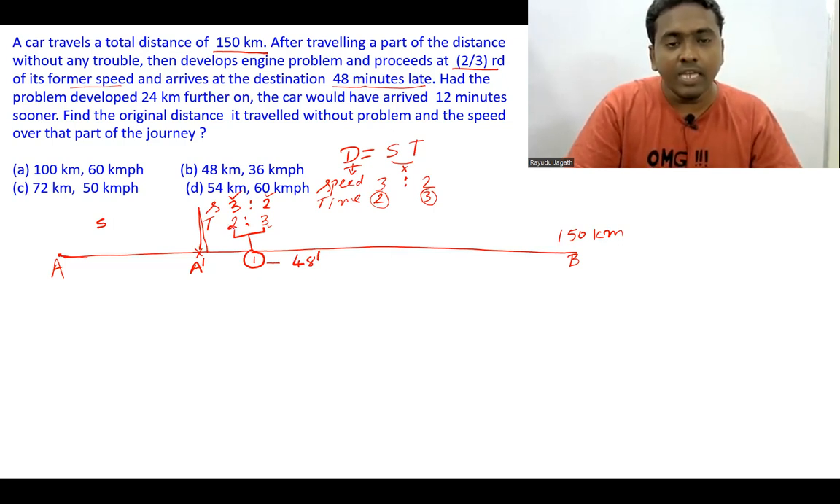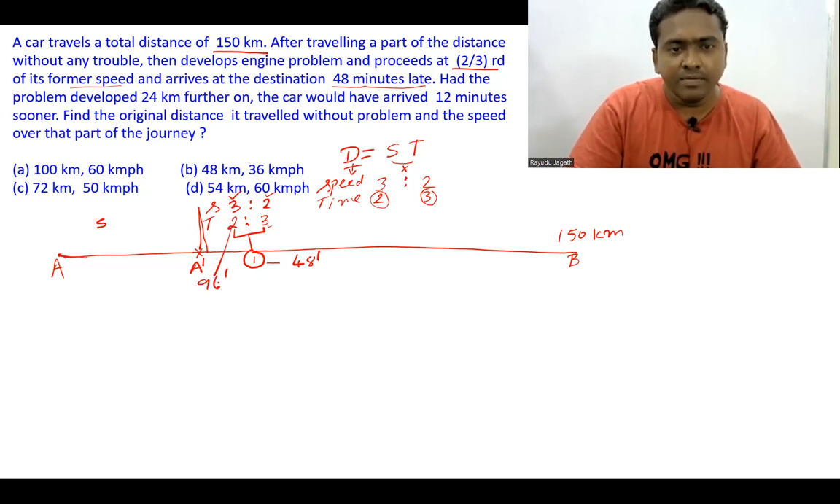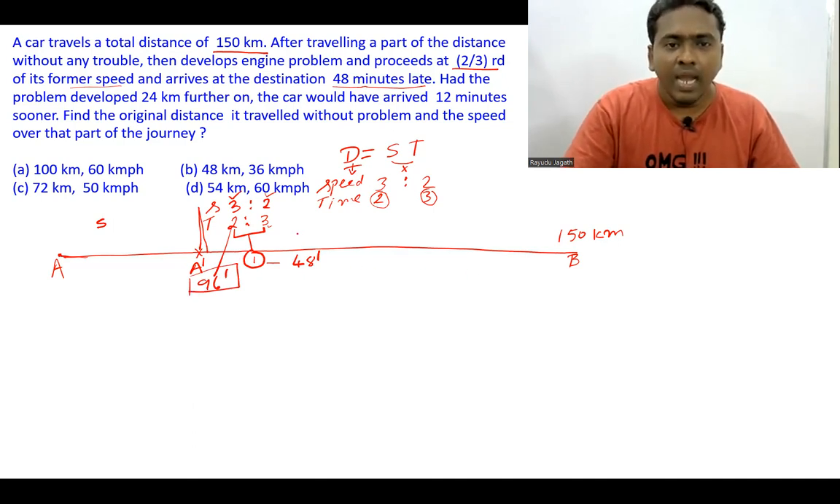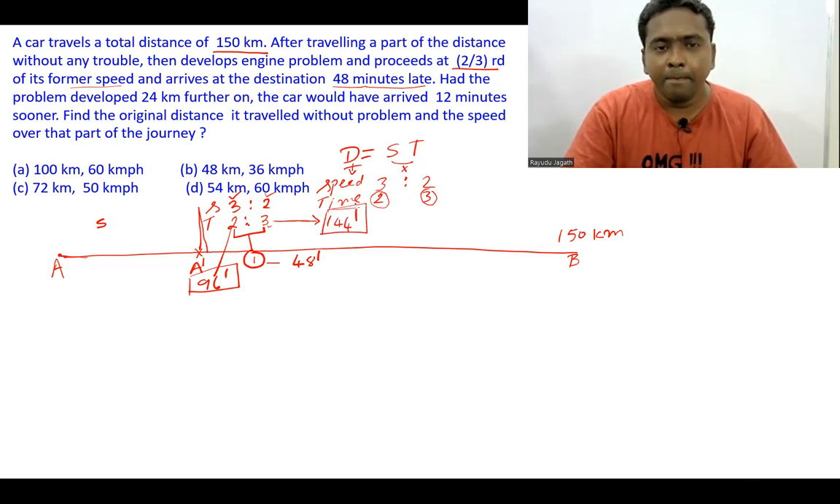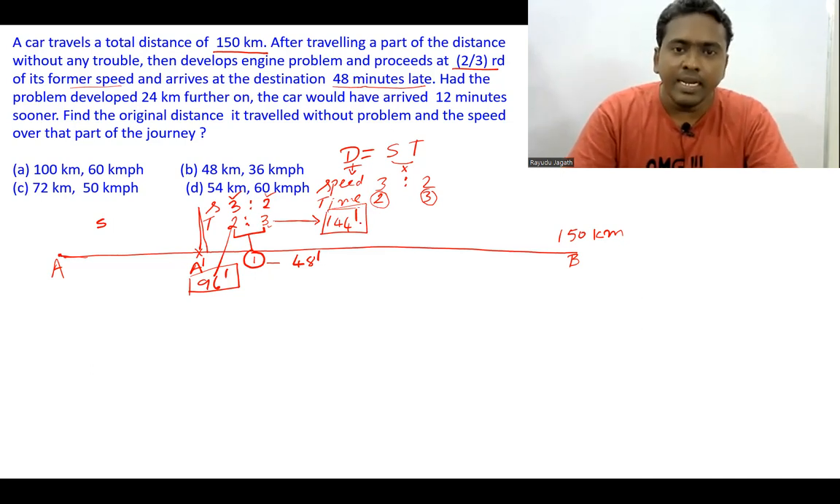So if 1 part is 48 minutes, what about 2 parts? 2 parts is nothing but actual time, when speed is 3 parts, the scheduled speed. So 2 parts will be 2 into 48, 96 minutes. This is the actual time taken from A dash to B at scheduled speed. And 3 parts of time will be 3 into 48, 120 plus 24, 144 minutes. This is the total delayed time.